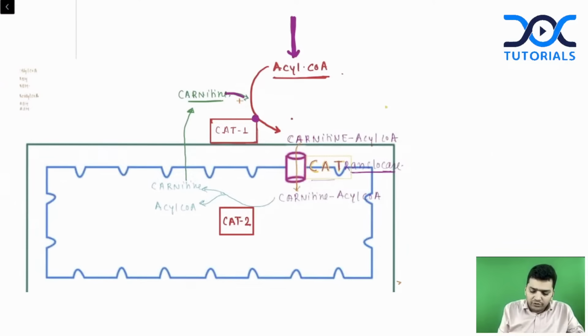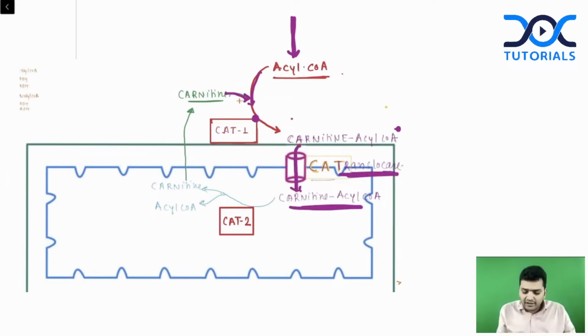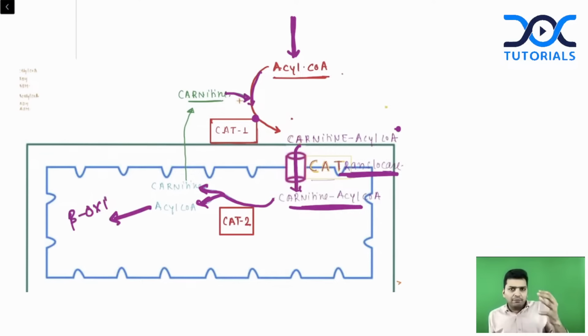What it will do is the carnitine and acyl CoA will unite together and make a molecule called carnitine acyl CoA. With the help of this carnitine acyl translocase, the carnitine acyl CoA complex will come inside, and then we have the CAT2 that is going to separate them apart, the carnitine and the acyl CoA, and then the acyl CoA can undergo beta oxidation. So this is how we are bringing the fatty acid. Basically, what is this acyl CoA? It's activated fatty acid.